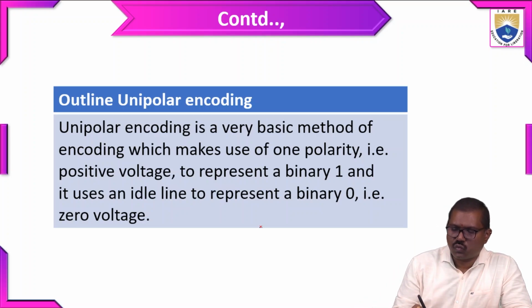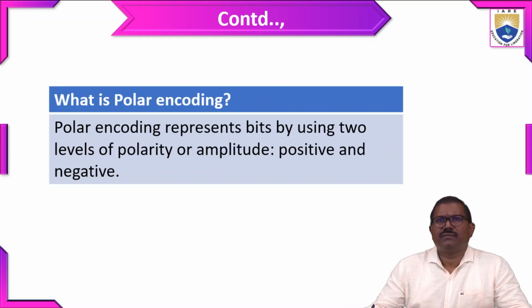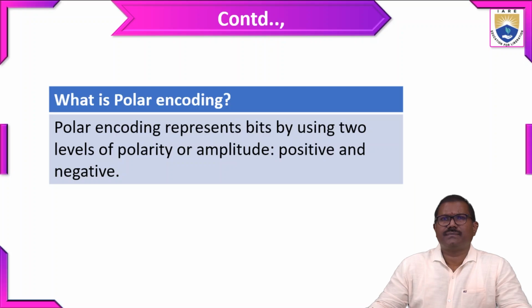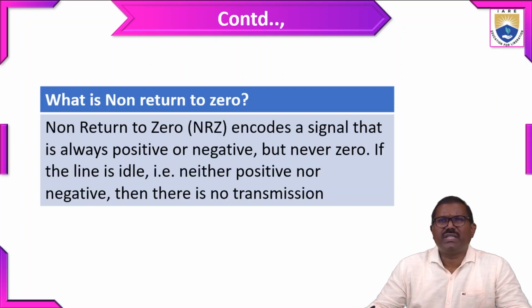That means it gives polarity only for 1, and for 0 it is idle. Like this. Like this. This is unipolar coding. Only one polarity. What is polar encoding? Polar encoding represents bits by using two levels of polarity or amplitude, positive and negative. Positive and negative polarity.